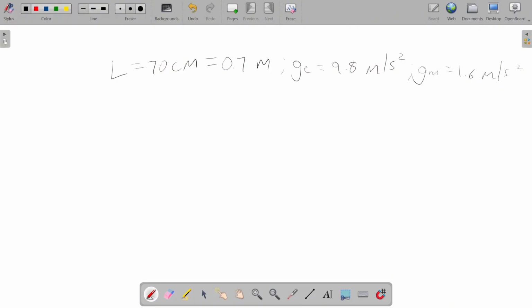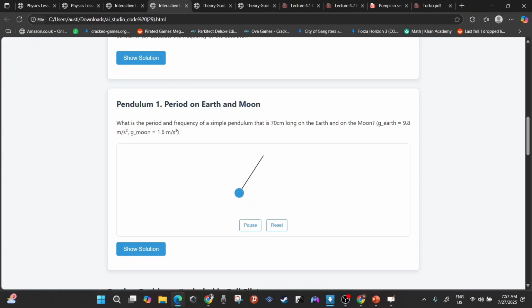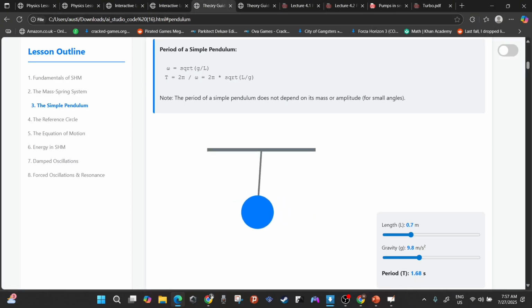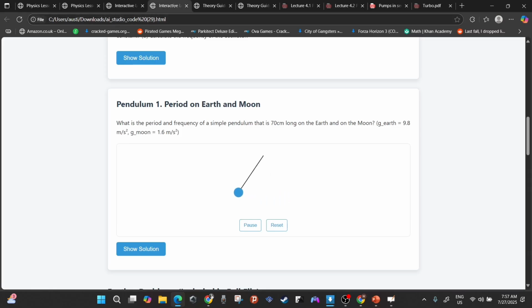So now we need to find the period. Let's start with Earth. The period on Earth would be what? 2 pi square root L over g, right? Now, if you have noticed something, it's that this doesn't depend on mass at all. So mass is not a factor in this case.